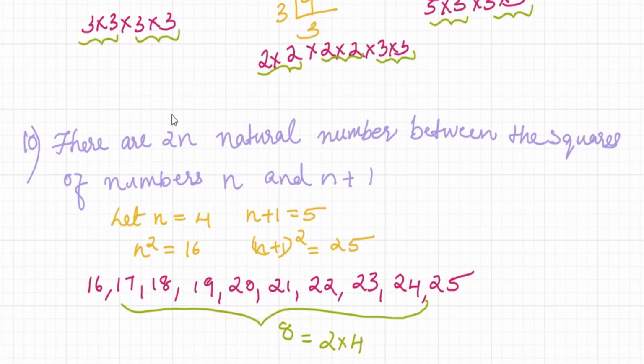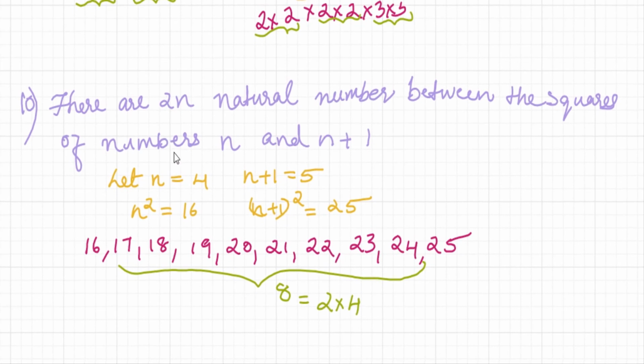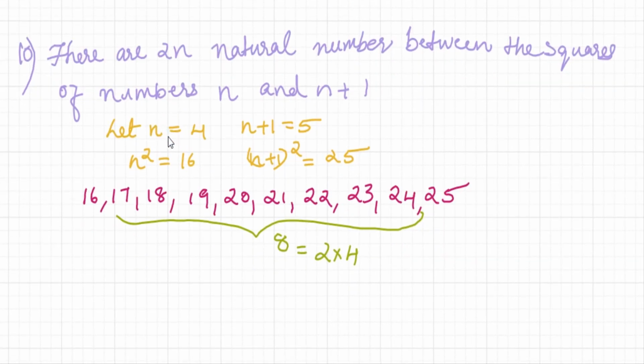Now the last property: there are 2n natural numbers between the squares of numbers n and n plus 1. See, let n be equal to 4. So n plus 1 is equal to 5. Then n square is 16, and (n plus 1) whole square, that is 5 square, is 25.